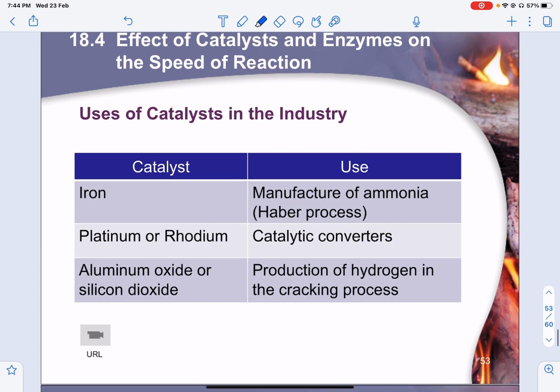Another item to take note of is how these catalysts are used in industry. You can use iron to manufacture ammonia. You can use platinum or rhodium in the catalytic converters found in your car engines to create cleaner air. You can have aluminum oxide or silicon dioxide for the production of hydrogen in the cracking process. This one we'll talk about more in the chapter on organic chemistry.